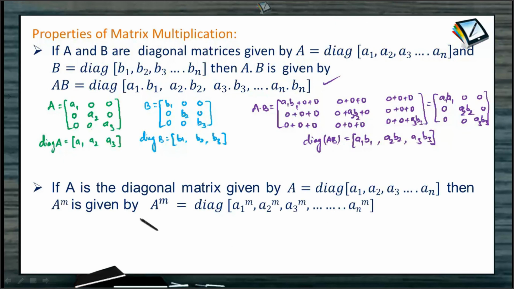Now what do we mean by a diagonal matrix raised to a power n? By this result, if B1 is the same as A1, then that is A1 into A1, that is A1 square, A2 square, A3 square. Similarly, when we raise it to the power m, the diagonal elements get raised to the power m, right?